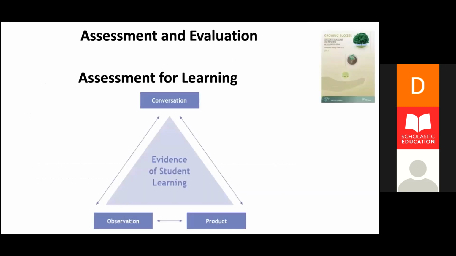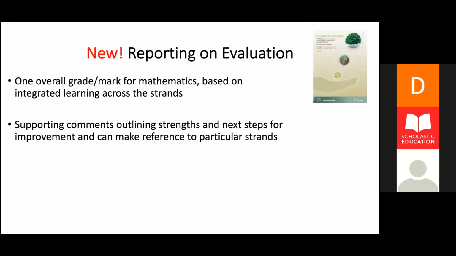So first of all, we have to talk about assessment and evaluation, some of the changes that we've seen. It's still based on Growing Success. And we're still looking at assessment for learning, those observations, conversations, and products, and how we can triangulate the evidence. That is the same. What has changed, as you probably already know because you've been writing report cards, is that there was one overall grade or mark for math based on the integrated learning across the strands. And what happens is we can comment about the individual strands within the comments that we're making.